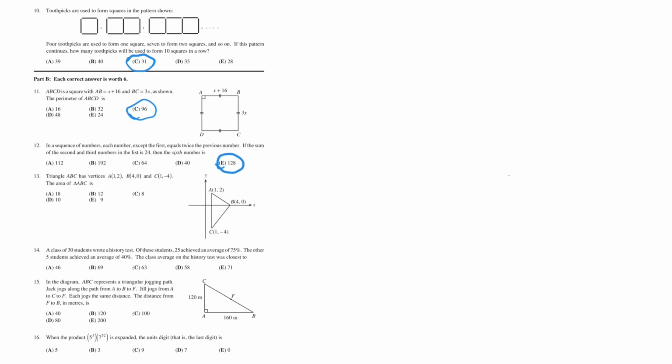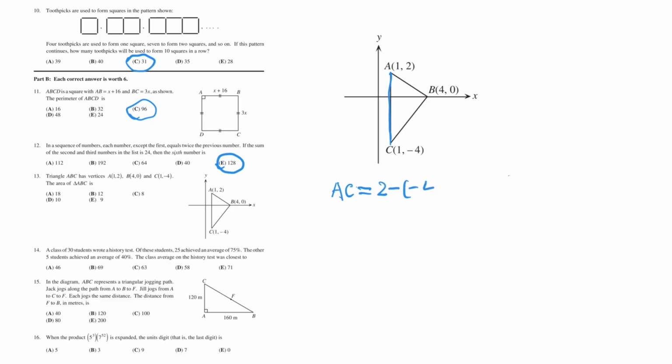Number 13. Triangle ABC has vertices A, B, C. The area of triangle ABC is... Triangle ABC. The length of AC, from here to here, we use y1 minus y2, that's 2 minus negative 4, that's 6. So AC is 6. The equation of the line AC is x equals 1.